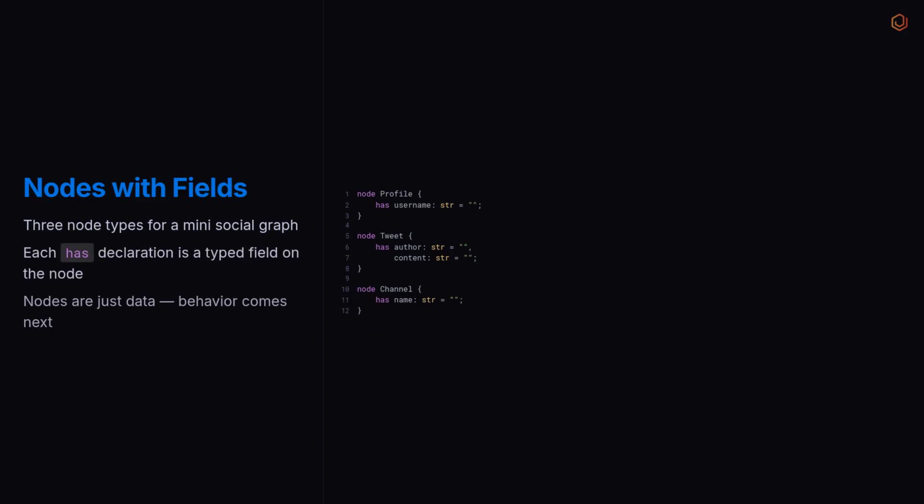Let's declare the shape of the graph. 3 node types: profile, tweet, and channel. Each has a couple of typed fields. Profile has a username. Tweet has an author and content. Channel has a name. These are just data containers for now. Behavior on the nodes comes in a few slides.